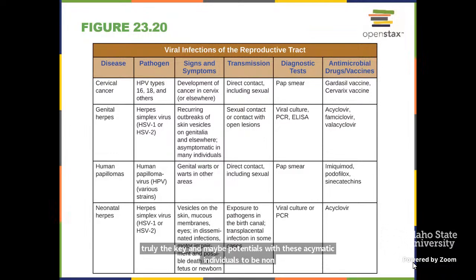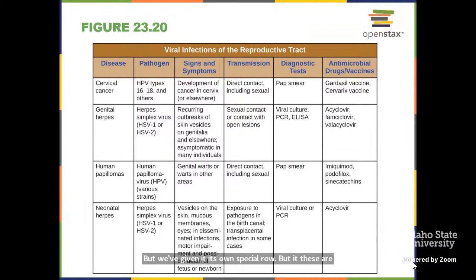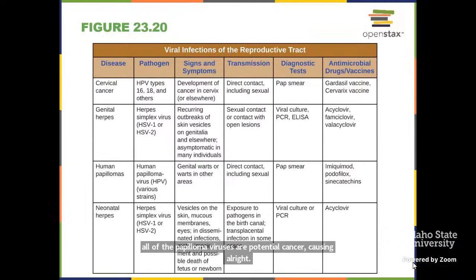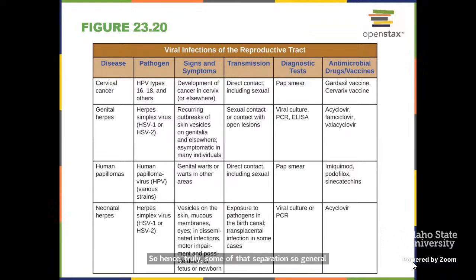So the papillomas fit right up here with the cervical cancer as well, but we've given them their own special row, because these are culprits for this. The HPV just depends on some of these respective strains. Not all of the papillomaviruses are potentially cancer causing, all right? So hence truly some of that separation. So genital warts or other warts, we think direct contact. And when it comes to things like genital warts, we think sexual contact lends to transmission with that.